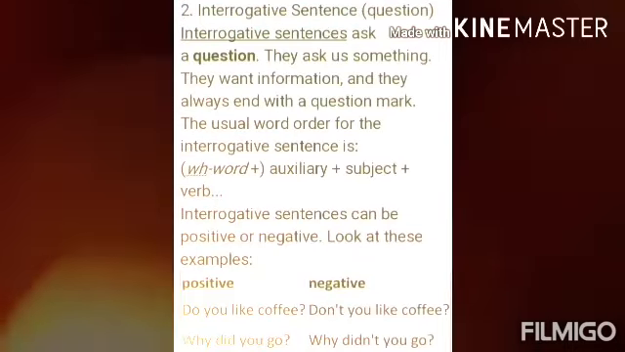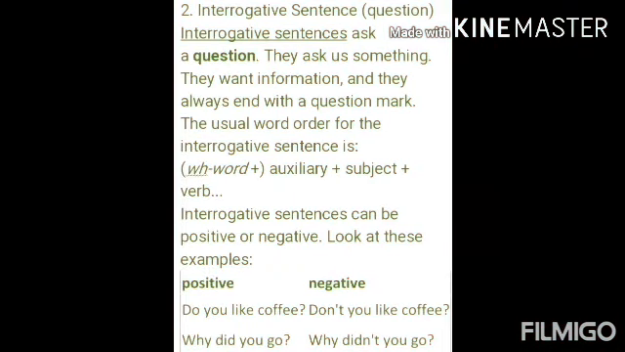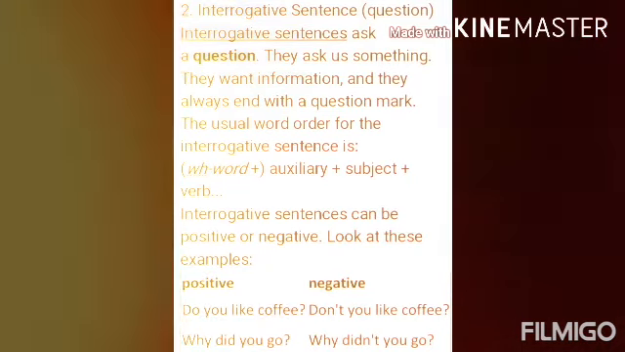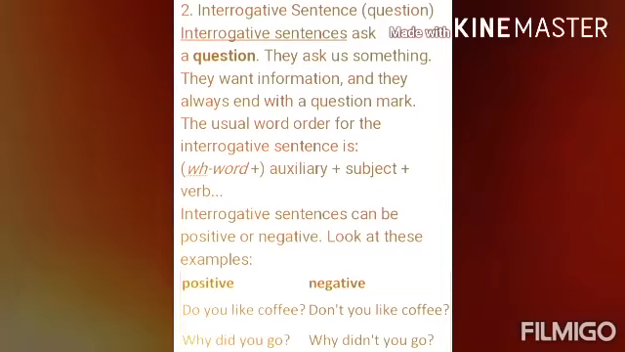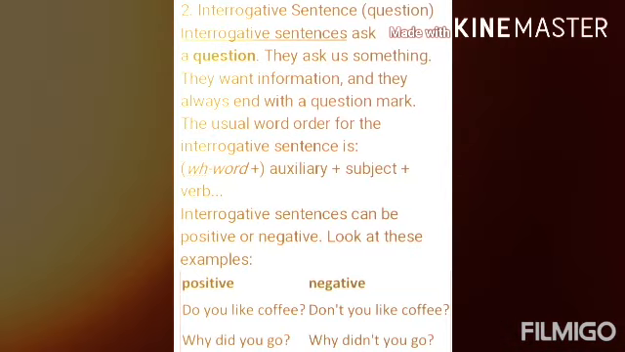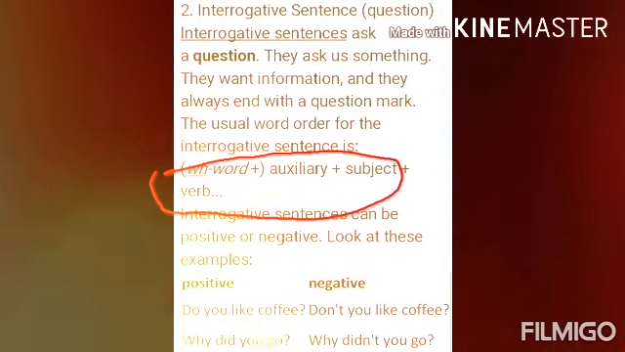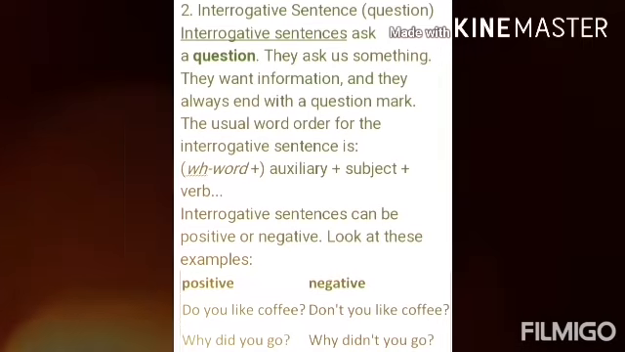Next one is the interrogative sentence. Very simple. They ask us something. They want information, and they always end with a question mark. The usual word order for the interrogative sentence is WH word plus auxiliary, auxiliary meaning helping verb, plus subject plus verb. Interrogative sentences can be positive or negative.